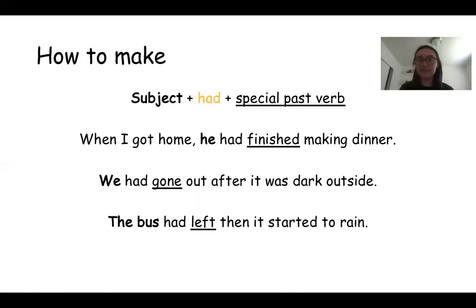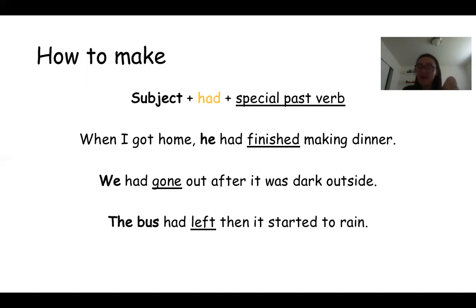So we would say, when I got home, he had finished making dinner. So we have he, which is the subject, the word had, and then the special past verb, finished. Because finish is a regular verb, so it means that we just add an ed. We had gone out after it was dark outside. We is the subject, we use had, and then gone. Gone is the special past verb of go. Go is present tense, right?